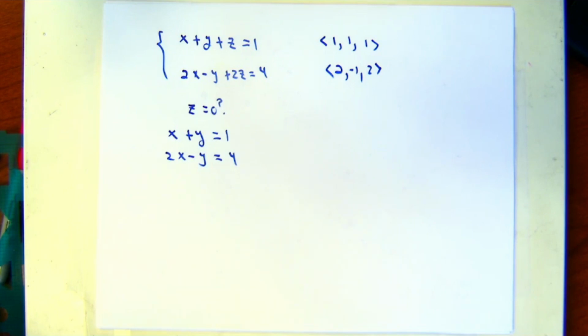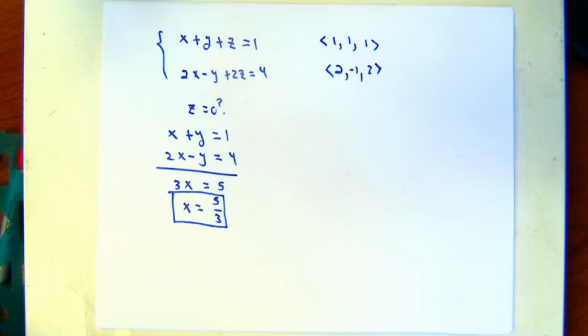x plus y plus 0 would be 1. 2x minus y plus 2 times 0 would be 4. If there are x's and y's that make both of those happy, I'll set z to be 0, and I'll have a point that lies in both planes, a point on the line of intersection. If you add the two equations together, the y's cancel out. I'll have x plus 2x, which is 3x, needs to equal 1 plus 4, which is 5. x needs to be 5/3.